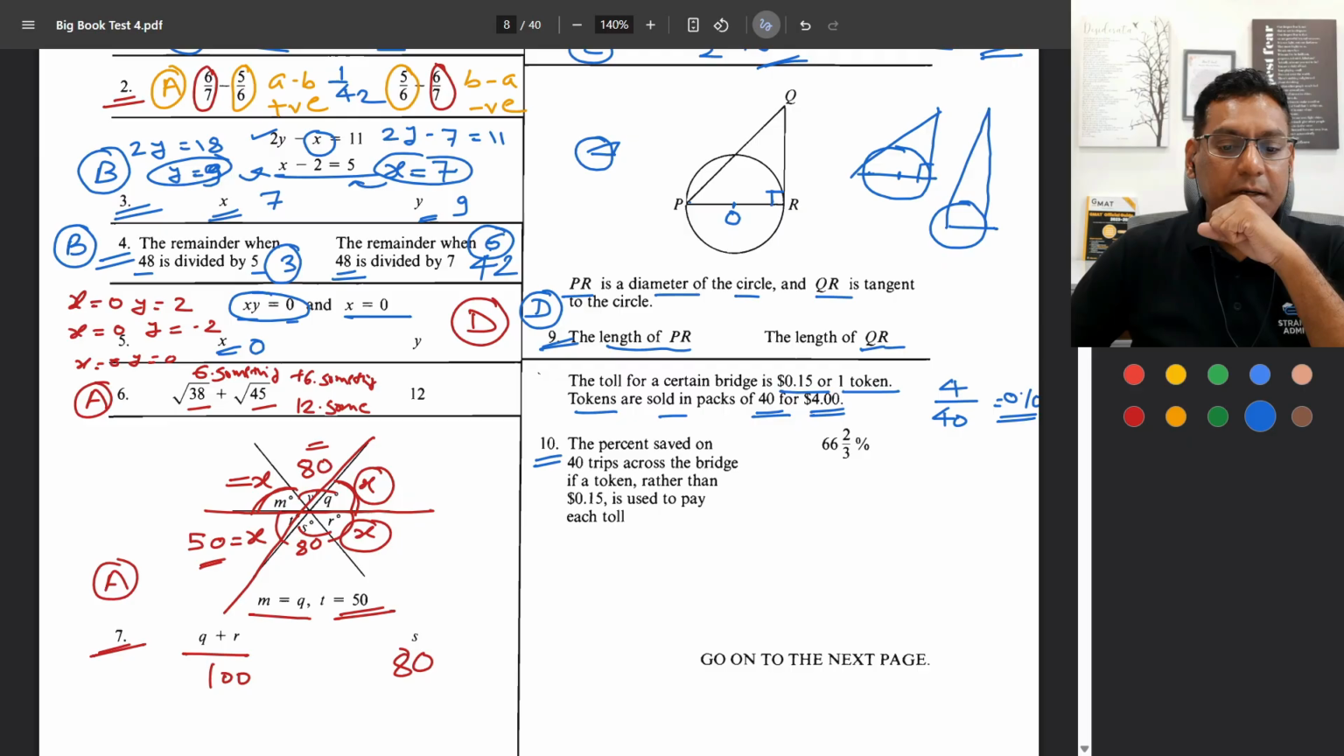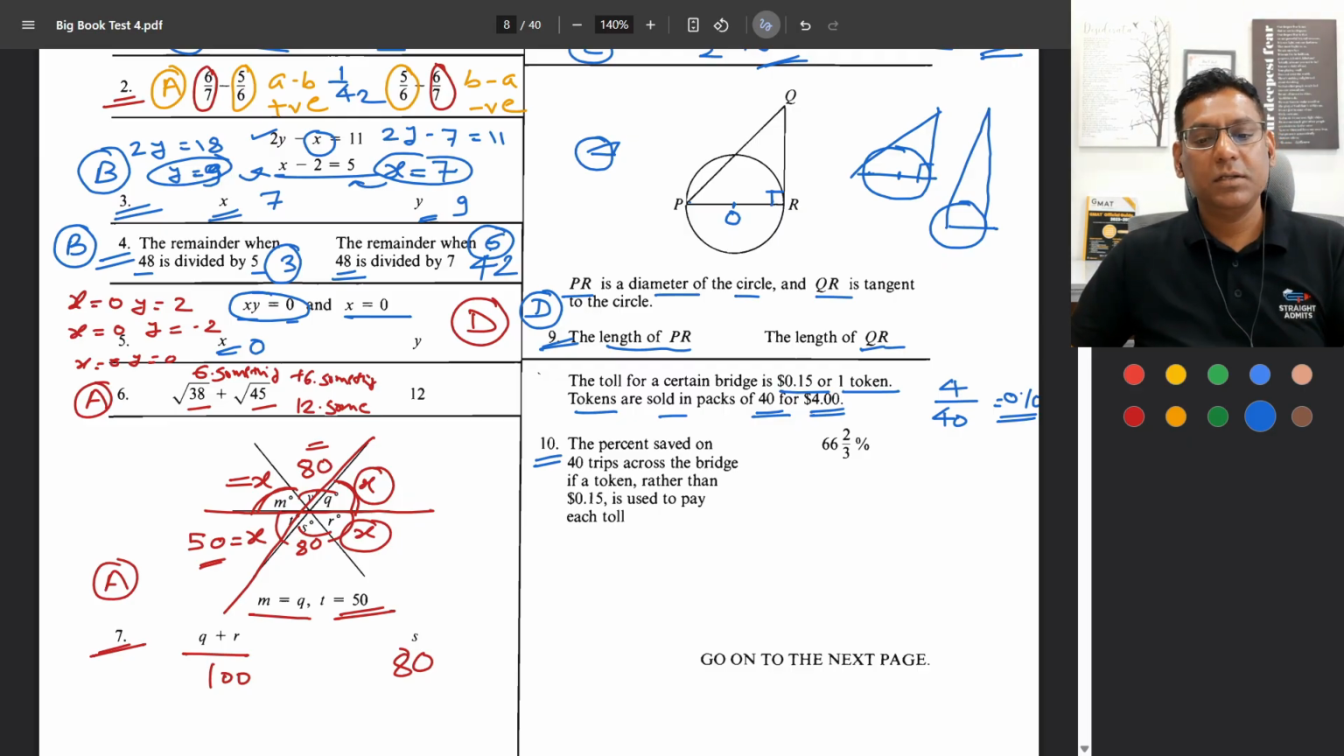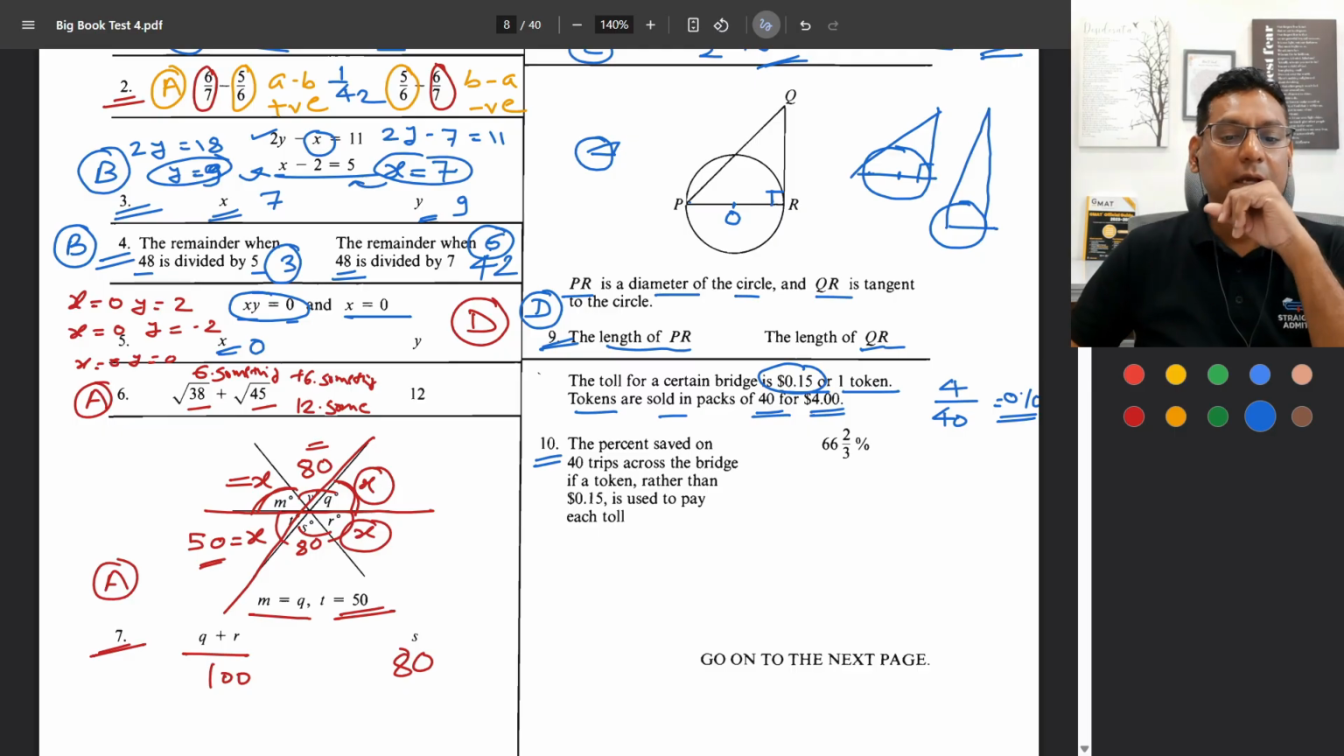All right. The person basically, they are saying buy tokens. If you don't have tokens, give me loose cash of 15 cents. The person saved on 40 trips across the bridge if a token rather than 15 cents is used to pay each toll.